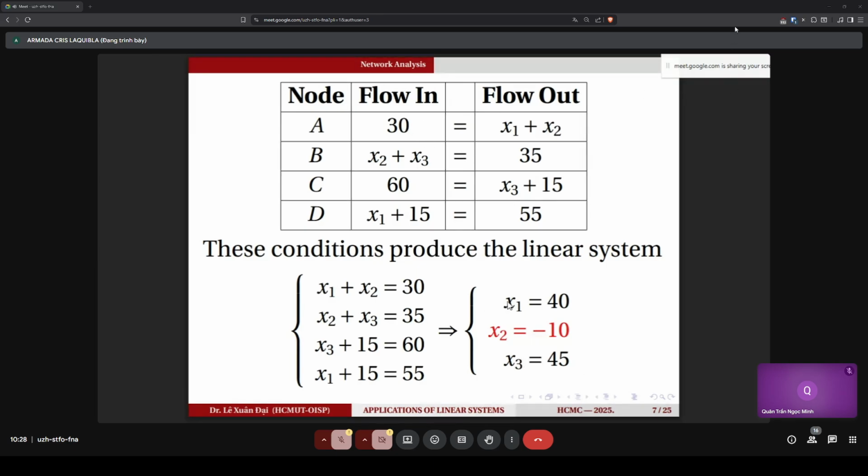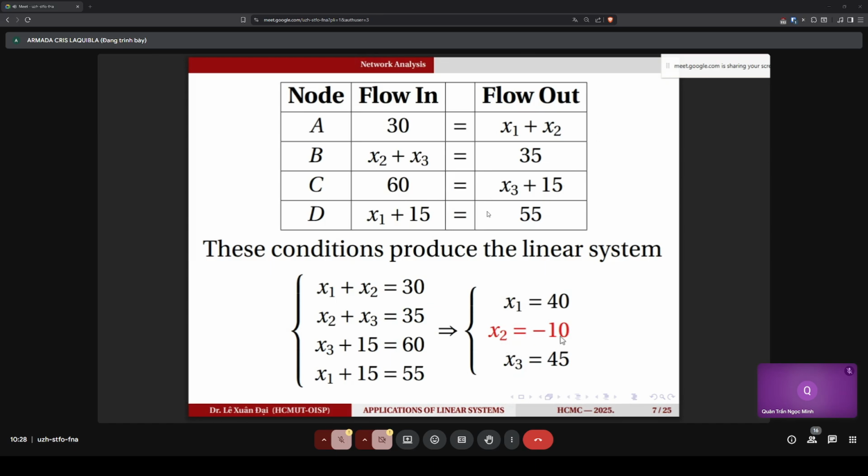Now you substitute it here, your x1 is 40 in the first equation. So 40 plus x2 is equal to 30. Transfer the 40 to the other side, it's 30 minus 40. So your x2 is negative 10. So class, we solved now x1, x2, and x3, and we're done.